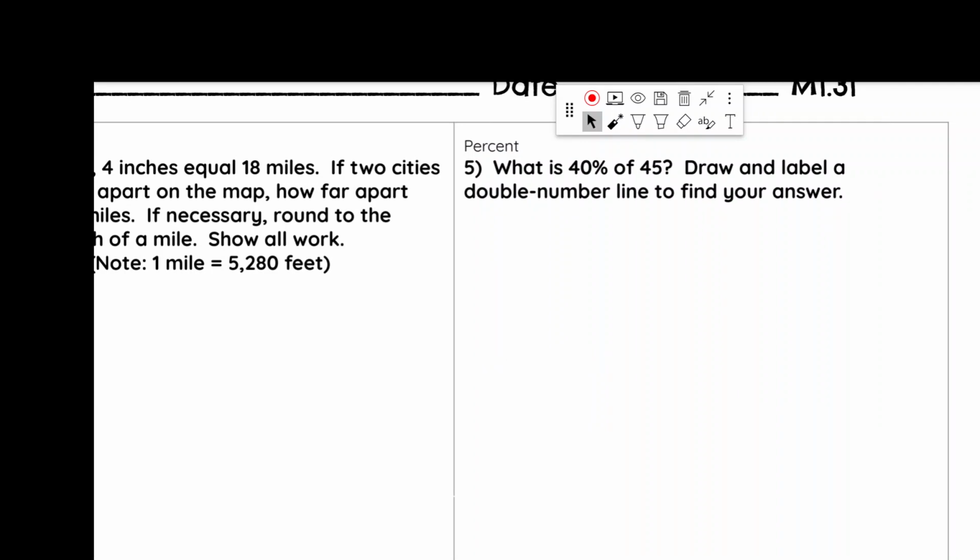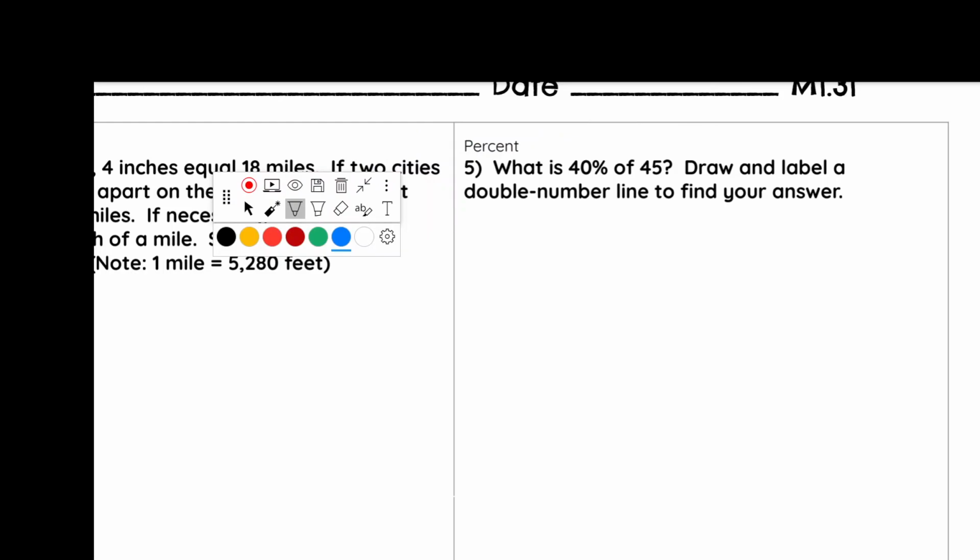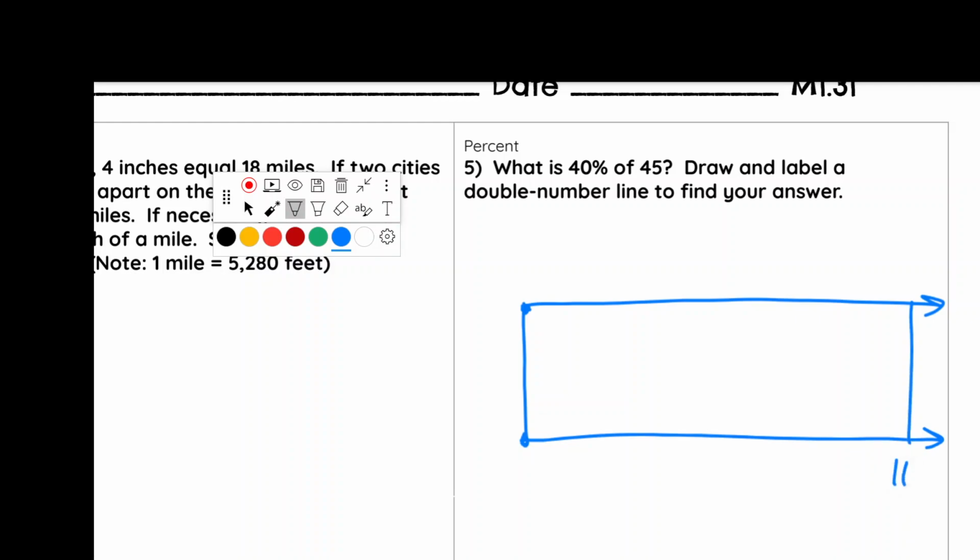40% of 45, draw and label a double number line to find your answer. So I've got 40% of 45. All right, double number line. And this is a percent question, so I can add 100% out on the end here. This will be my percent line, this will be my number, and it's 40% of 45, so 45 represents the whole, which goes with 100%. So now on my number line, I need to count on my percent line. I need to land on 40 and land on 100%.